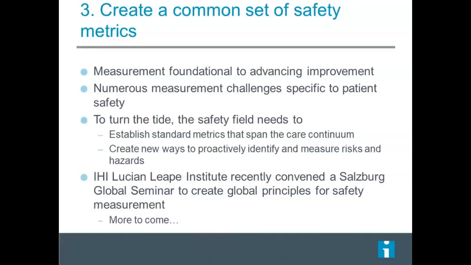So the Lucian Leape Institute recently convened a Salzburg Global Seminar to try to create global principles for safety measurement, sort of building on some of these things that I'm mentioning, to say, you know, whether you're a health ministry, whether you're a hospital or health system, whether you're an ambulatory practice, these are some global principles around safety measurement that you ought to be considering as you develop your measures to understand your safety in your context. And so we actually, just in December, will be releasing that list of global principles. So something for all of you to look out for. But we had a great convening at the Salzburg Seminar to really, with a very global audience, try to think through what some of those principles ought to look like.